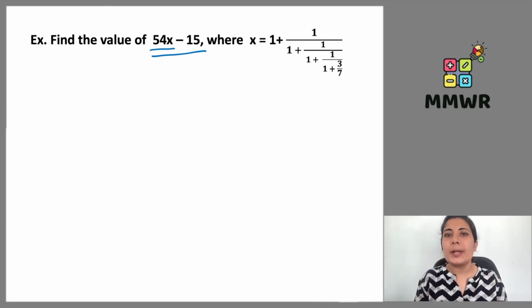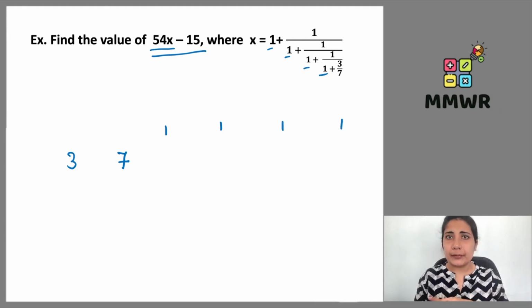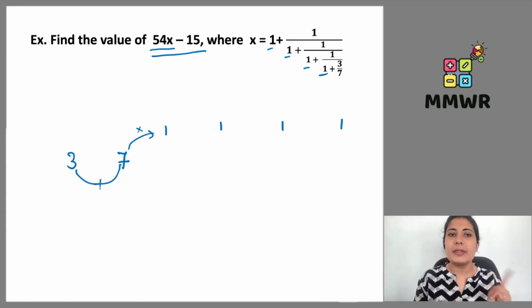It is written 1 plus 1 upon 1 plus 1 upon 1 plus 1 upon 1 plus 3 upon 7, right? So as we have seen just now in the solution, we will be writing 3 and 7 like this. How many times we have this 1 here? 4 times. 1, 2, 3, 4. With plus sign everywhere, so no need to mention the plus sign at the top. If different sign you are getting, you can of course mention it. Now 7 ones are 7, this we will be multiplying, plus 3, right? 7 ones are 7 plus 3 gives me 10 here, right?